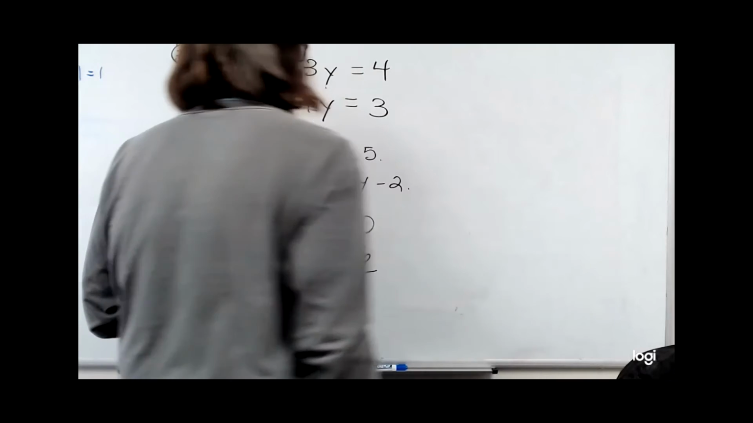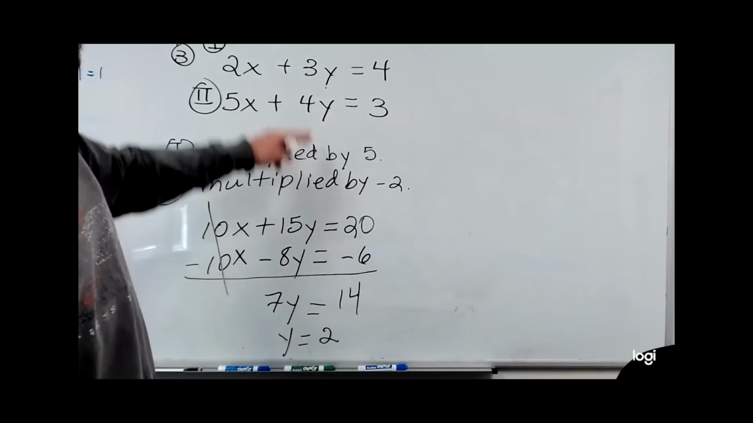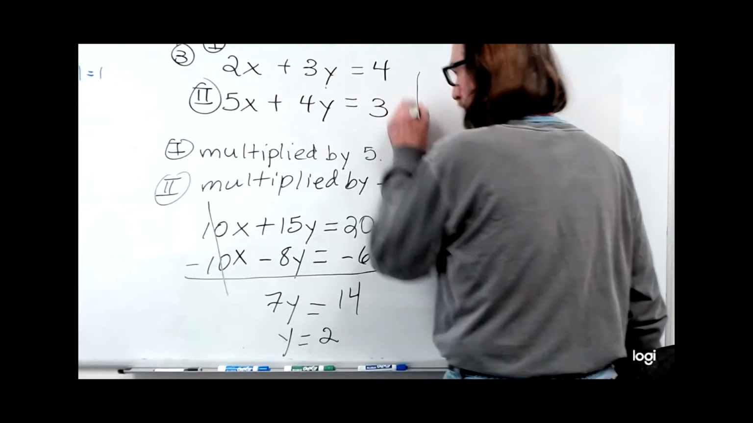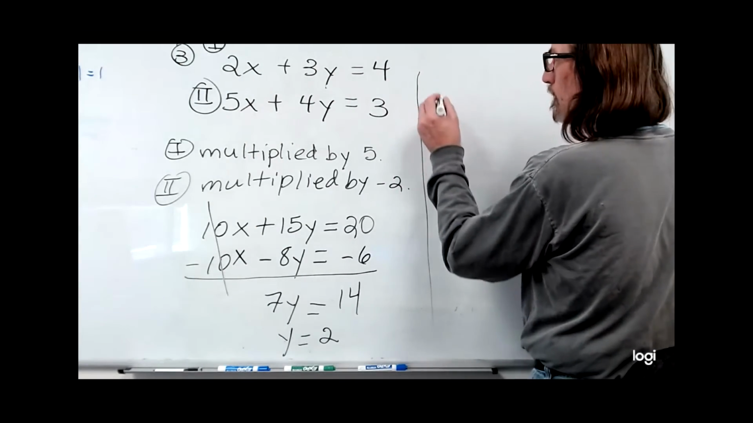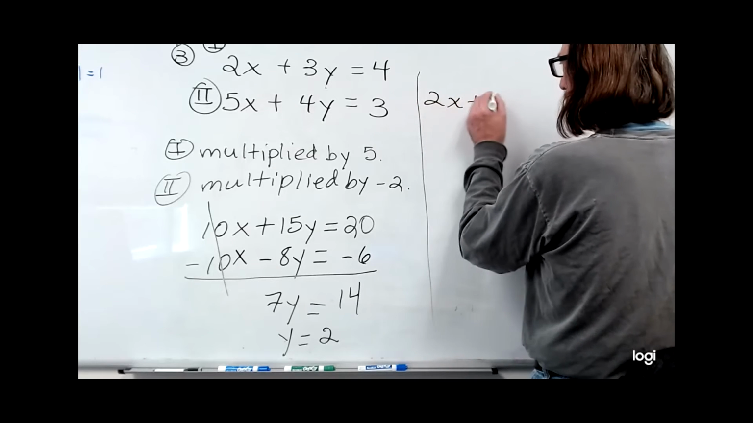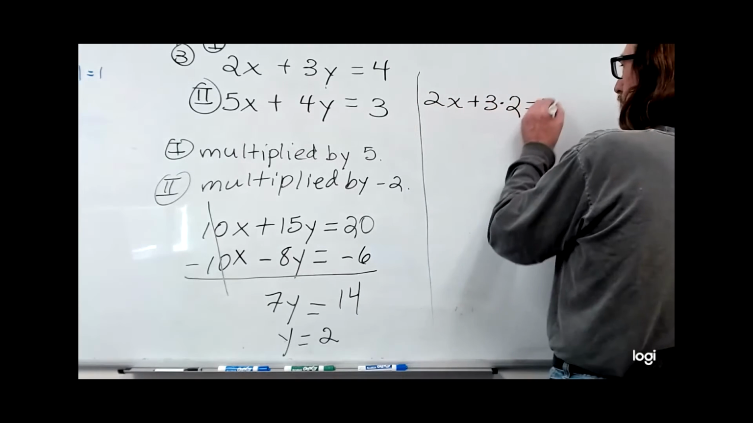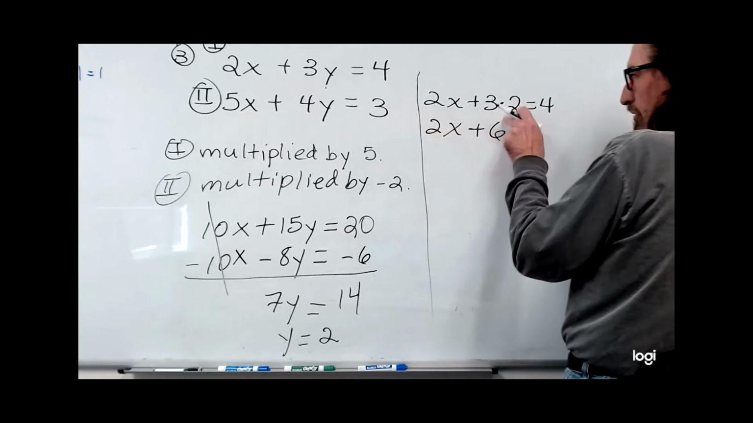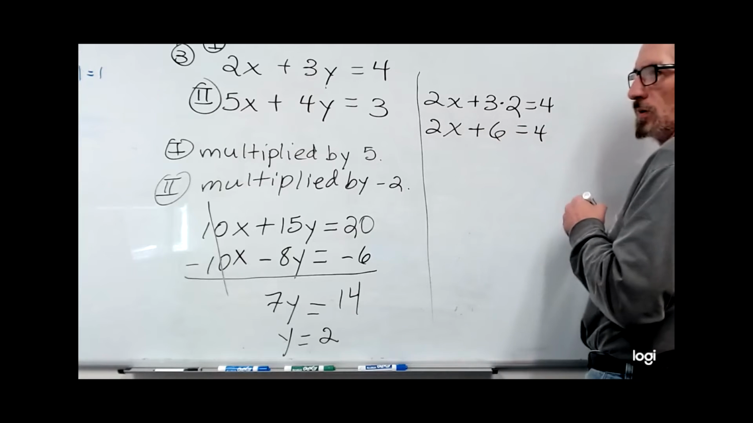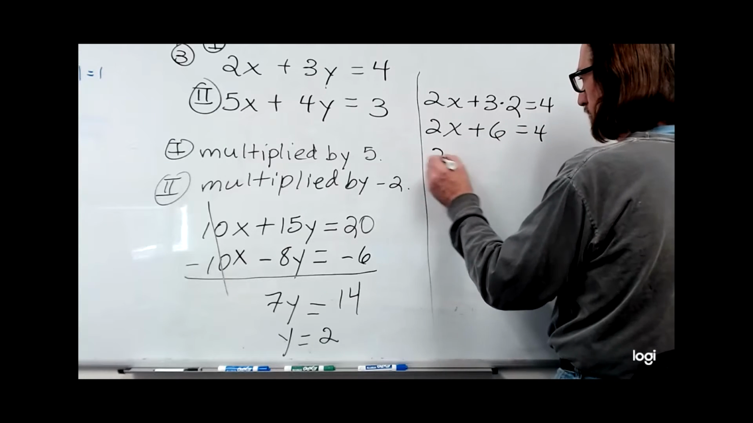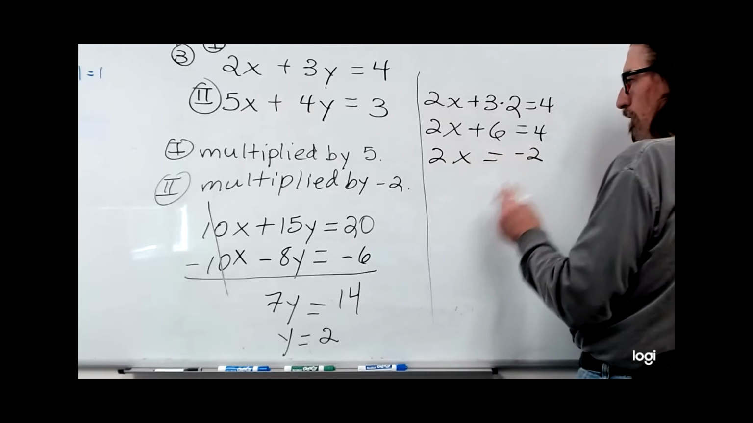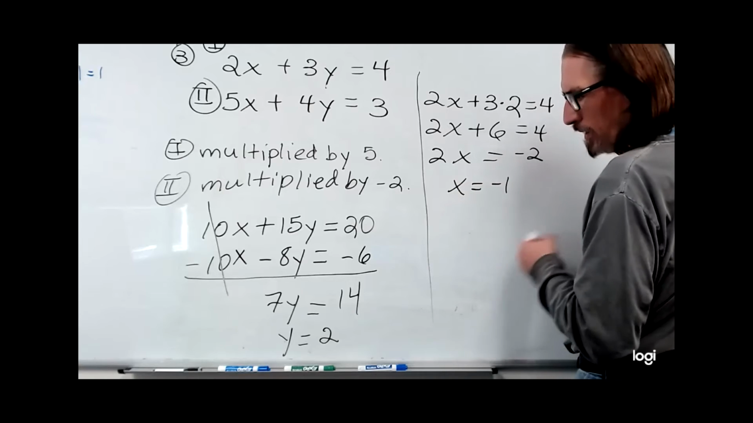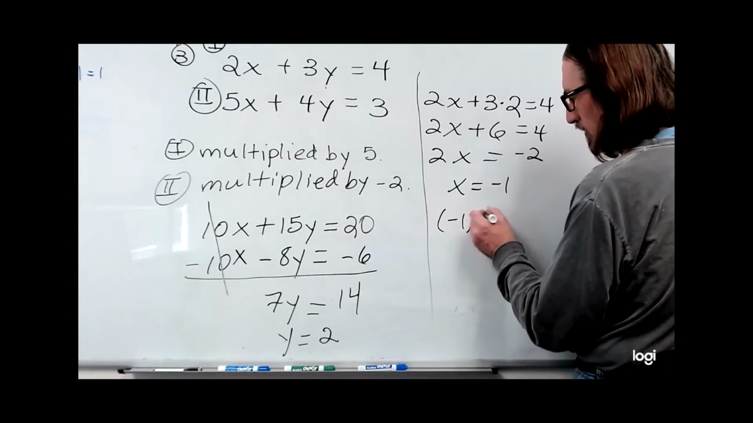So going back to one of the original equations, and I've got the smaller number there, I'm going to plug in to equation 1 what I've just found for y. And solve that for x. Do the arithmetic there. Subtract 6 from both sides. 2x is equal to negative 2. Divide both sides by 2, x equals negative 1. It looks like we have a solution of negative 1 comma 2.